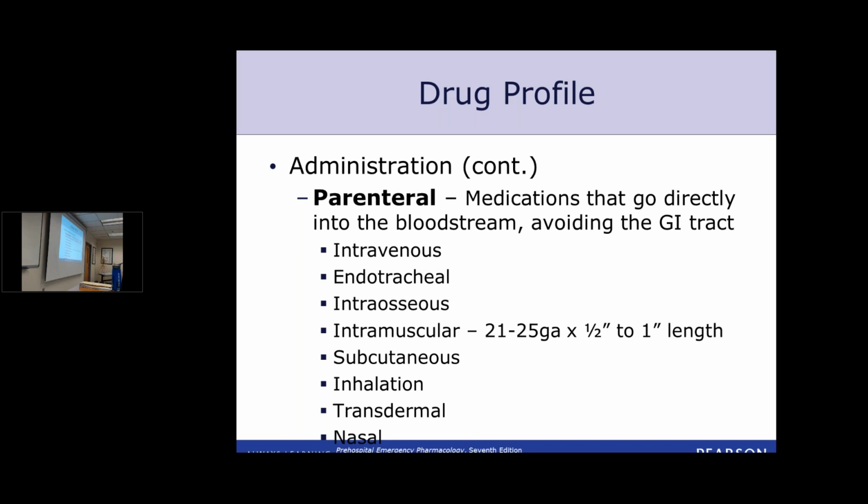And there are a number of different drugs. What we do on the pre-hospital side is primarily parenteral, so when we push IV medications, when we push medications down the ET tube, do it IO, IM, subcutaneous, when we do a neck treatment, put a patch on the skin, or use a nasal atomizer, it's all parenteral as far as the drug goes.